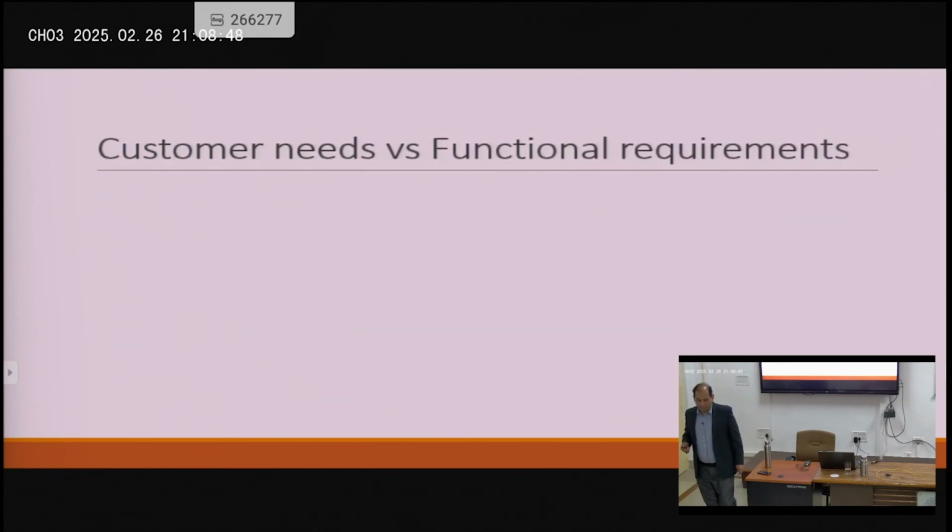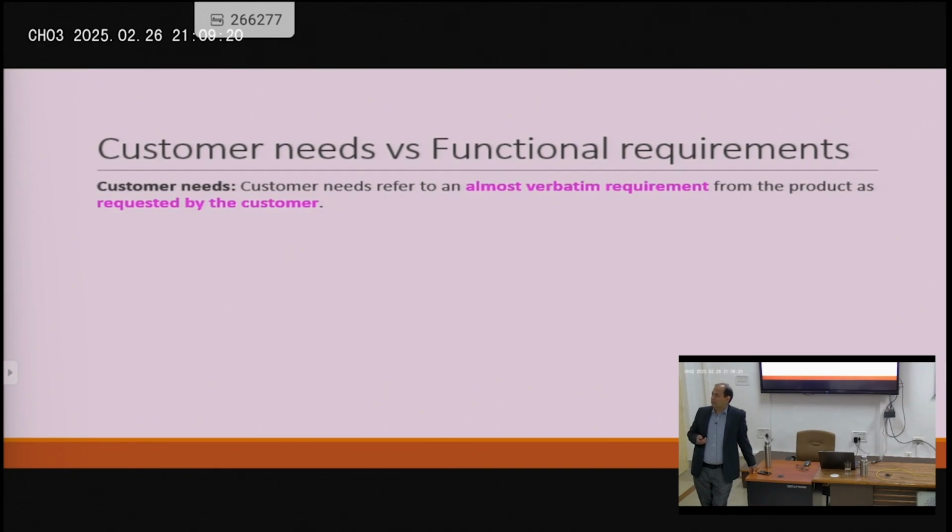Okay, so now changing gears. This may sound like a non sequitur, but I have to make this distinction now because I'll be using it pretty frequently. We have what we call customer needs, and we have what we call functional requirements. Many times people conflate the two because they're not careful, but in our discussion, this distinction will be very, very important. Okay, so customer needs refer to an almost verbatim requirement from the product as requested by the customer.